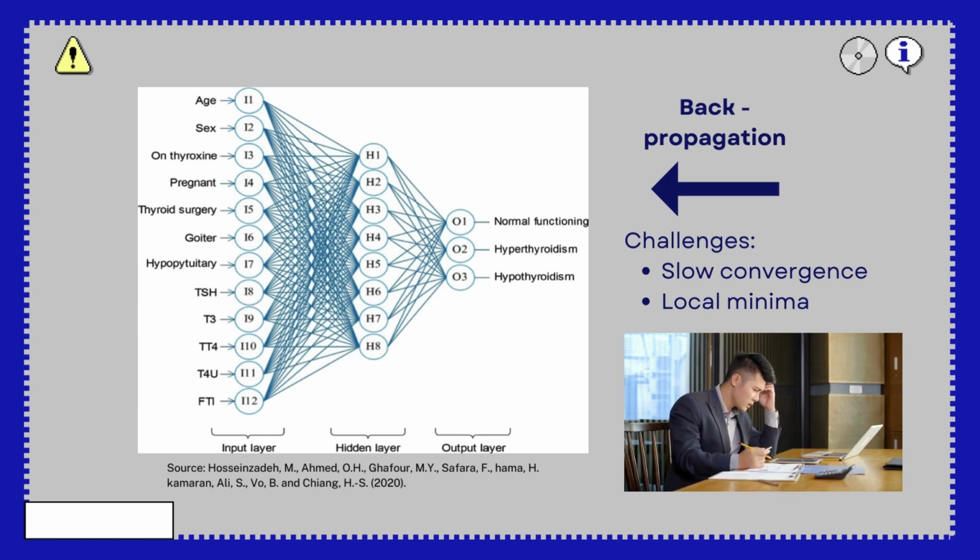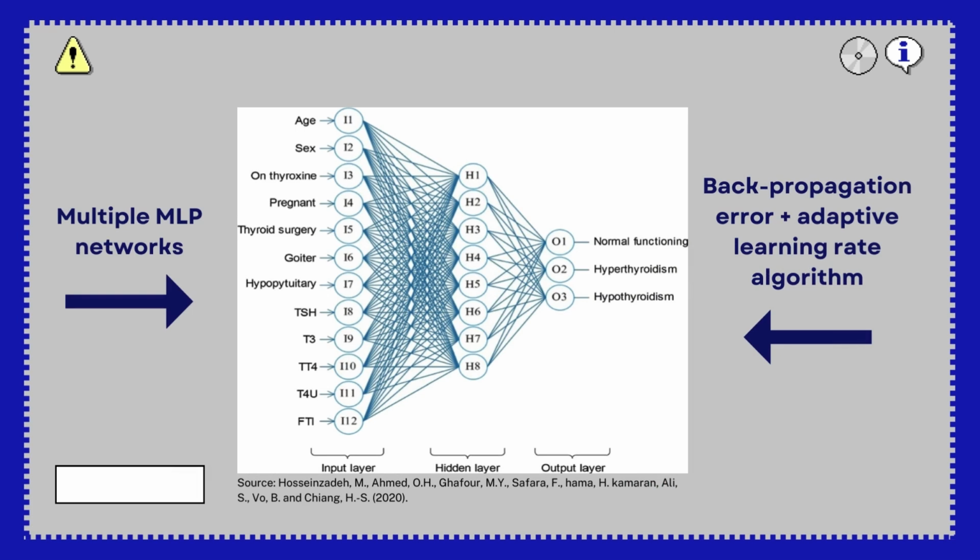However, challenges such as slow convergence and local minima persist in IOMT applications. To address these challenges, this study proposes an MMLP neural network approach that utilizes backpropagation error and implements an adaptive learning rate algorithm to expedite the convergence rate.